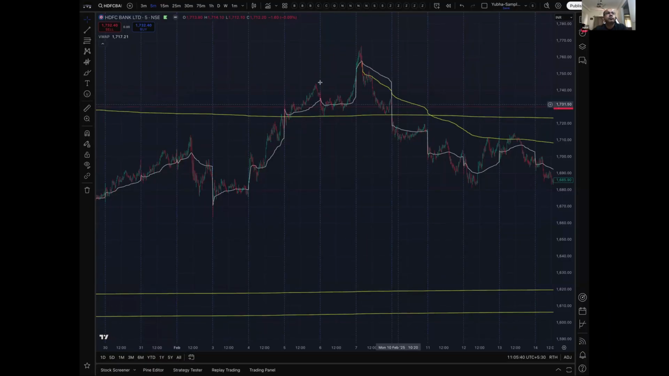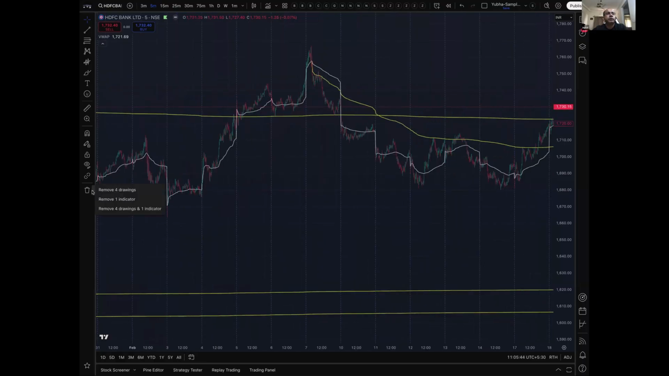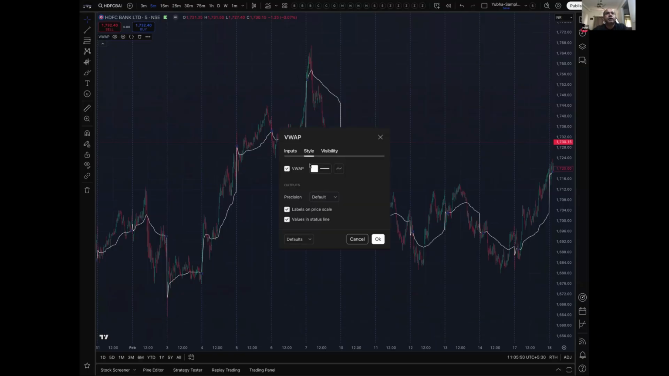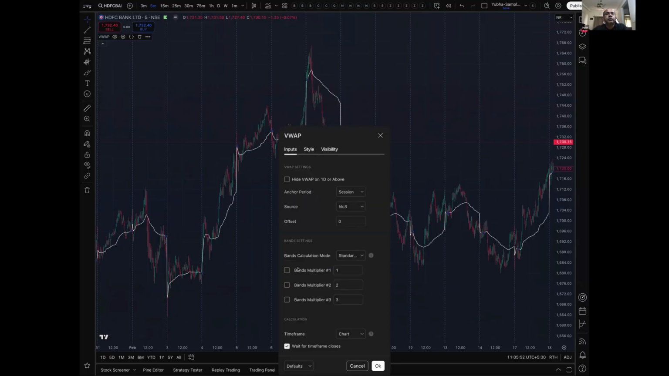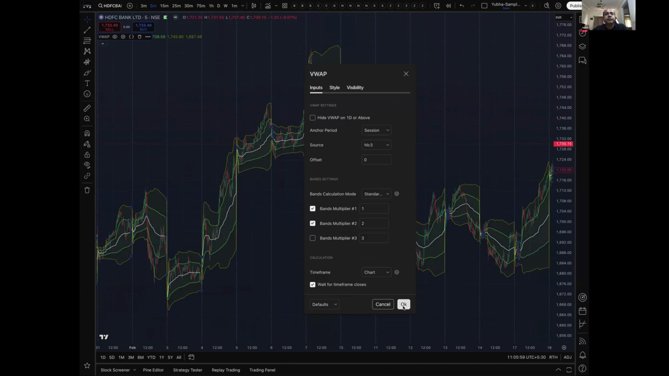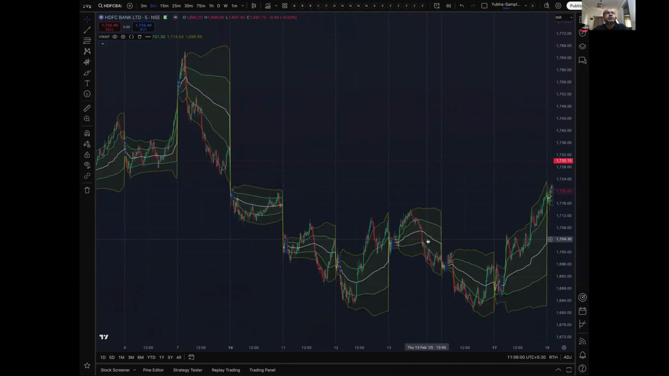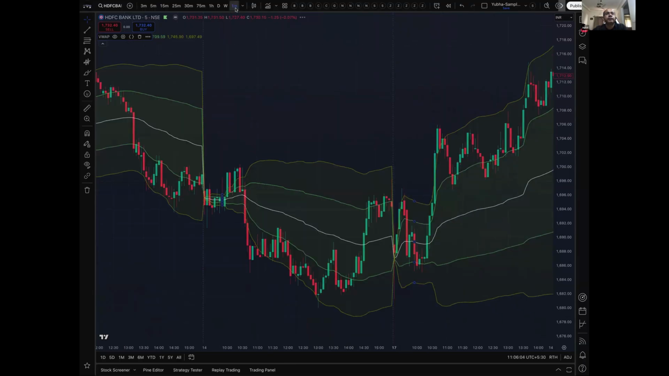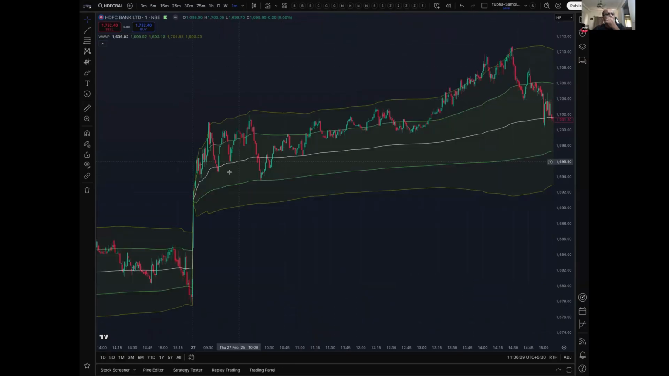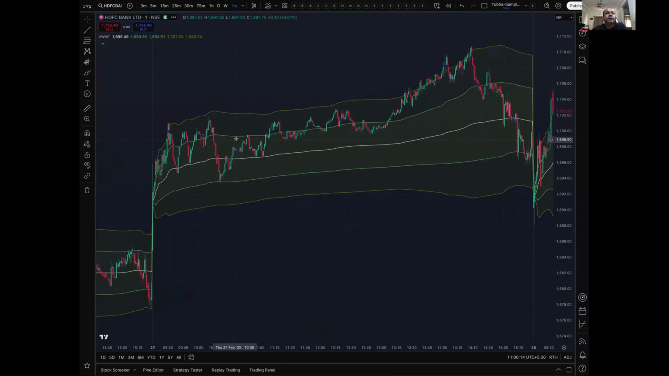I'll remove all the drawings over here. So we have the VWAP that we saw, and one of the things that we removed was this. You can have one or two bands over here. So basically what these bands are showing, let me go to the 1 minute time frame. What you can see over here is that the white line is the VWAP, volume weighted average price. The green lines are plus minus one standard deviation.